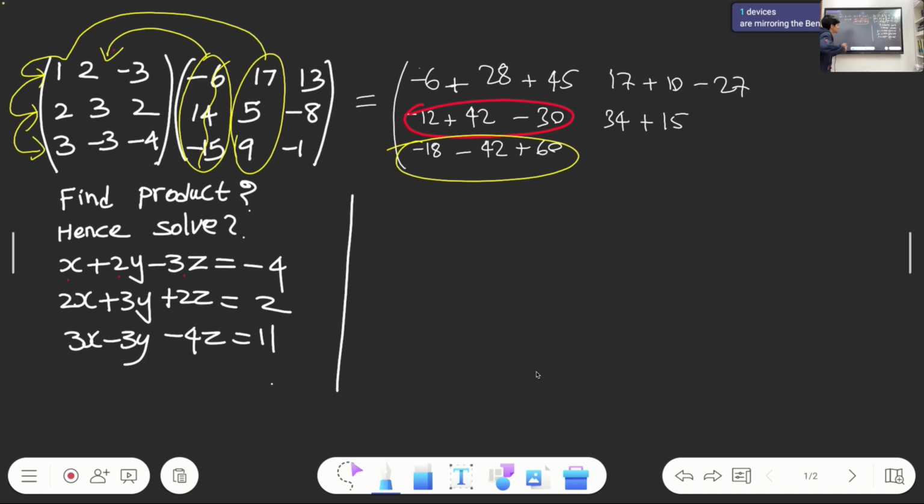34 plus 15 plus 18. 15 plus 18. And another thing, please tell me: first minus 6 plus 28 plus 45, what is the value? So minus 67. Yes. Now 34 plus 15 plus 18, that also should come 67.